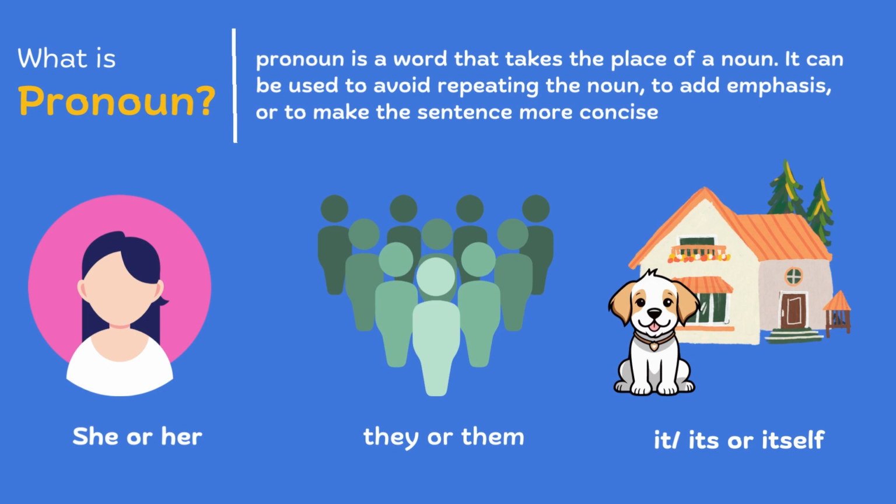Transitioning to pronouns. Pronouns are substitutes for nouns, eliminating redundancy. They contribute to the smooth flow of sentences. Words such as he, she, it, and they are pronouns. Instead of saying John went to the store and John bought a book, you can simplify it to John went to the store and he bought a book.